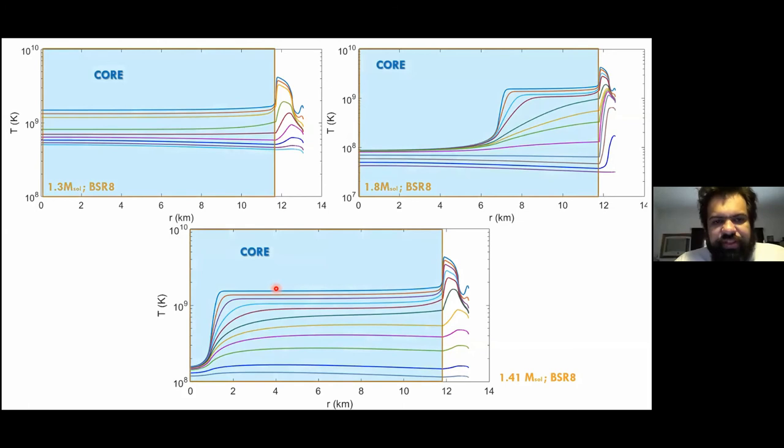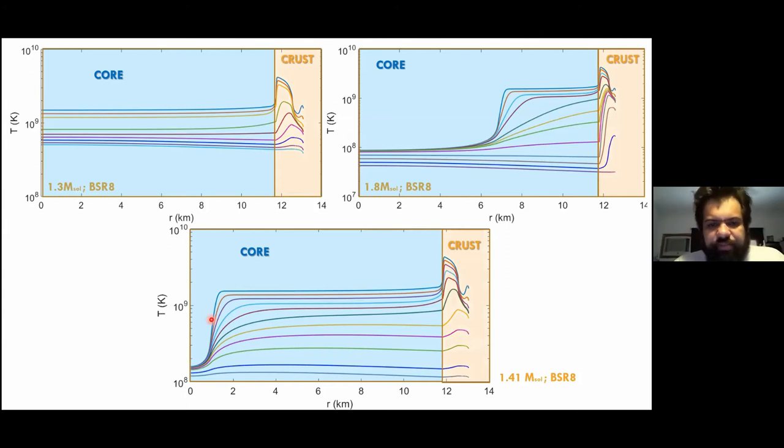So here's a very clear view. Here we have the core. The core is this region. For a slow cooling star, it's very boring because it's pretty much isothermal from the get-go. If we have a fast cooling star, then we have an interesting effect because you have this region here that's colder. So you have temperature gradients, and if you have temperature gradients, you have heat transport. And then you have a star with just a seed of direct Urca cooling process, then you have this interesting behavior.